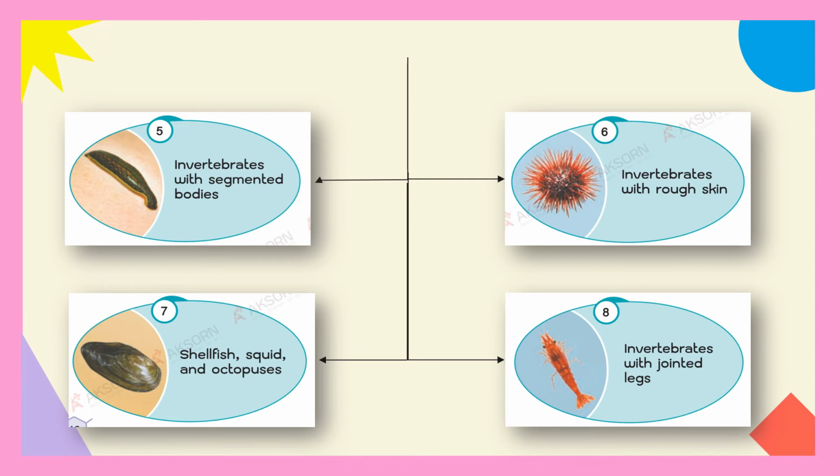Okay, we have how many groups? Okay, very good. We have 8 groups under invertebrates classification. Do you understand, everyone? Very good. Now, let's proceed and I will show you the examples.